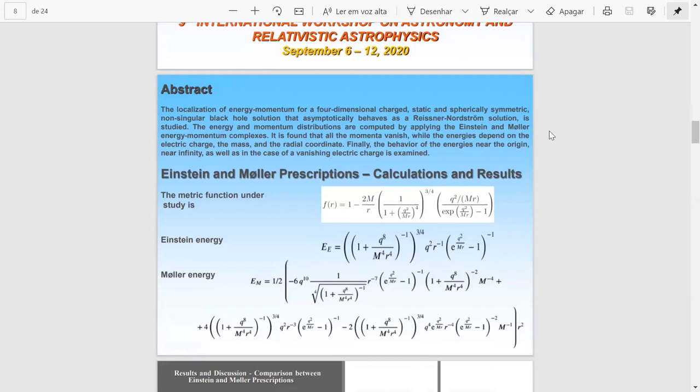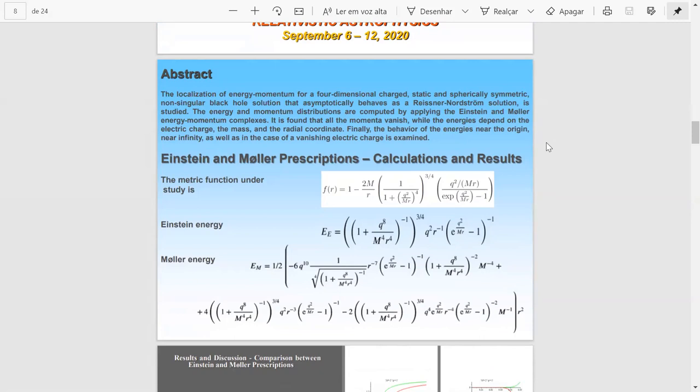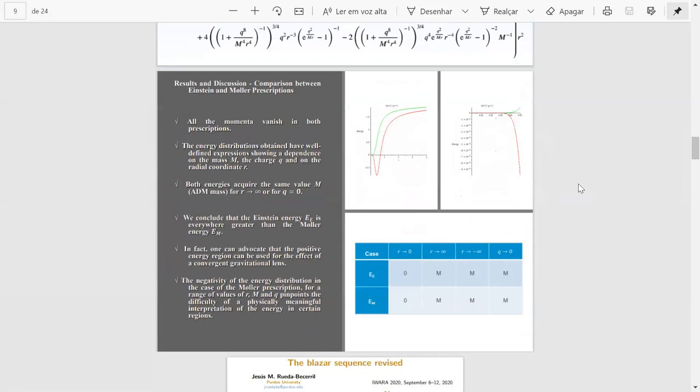The metric function depends on the mass of the black hole and the electric charge. We have here the metric function. The Einstein energy has a rather simple expression, and the Møller energy a somewhat more complicated one. Both expressions depend on the mass and the electric charge of the black hole. Next slide, please. And here we have the graphical representations.